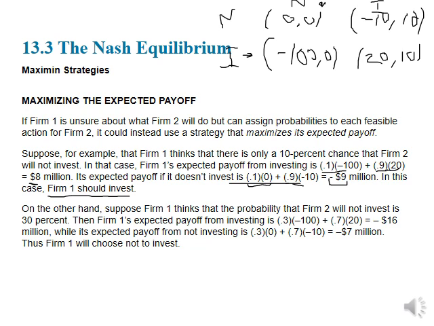What if we have a different estimated probability? What if this time around we think the probability that firm 2 doesn't invest, the probability that firm 2 plays N is 30%? Here, our expected value from investing is a $16 million loss, and our expected value from not investing is a $7 million loss. So in this case, we choose to not invest.